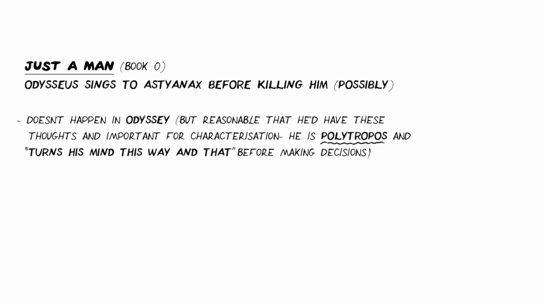Again, we're in Book 0, really, because this is an imagined moment between Odysseus and Astyanax, the infant he's going to have to kill, by punting him off the battlements of Troy. This doesn't happen in the Odyssey. Again, this is from the Iliad, really, but it's not in the Iliad. This is from the lost books of the epic cycle. It doesn't happen, but it's kind of reasonable that he'd have these thoughts, and it's really important for his characterization.